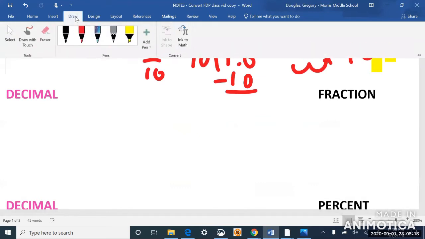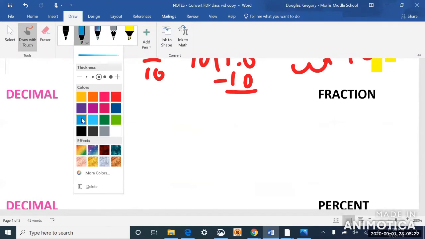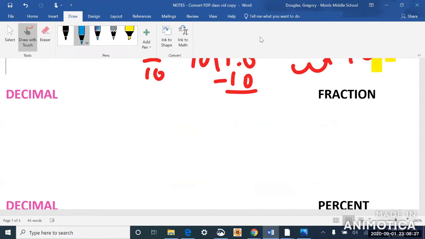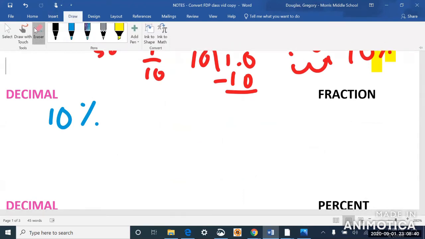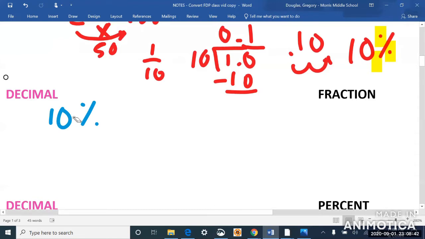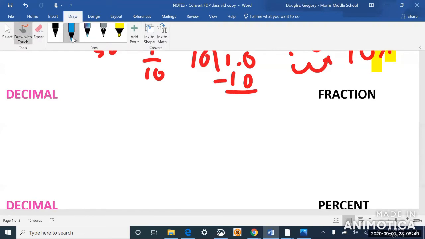All right, drawing, decimal. Let's go with blue. Okay, I'm starting with the decimal. I want to change to a fraction. So let's say 10%. Or, whoops, decimal I said. I'm getting confused. My eraser isn't working now. That's not good. Okay. So here we go.